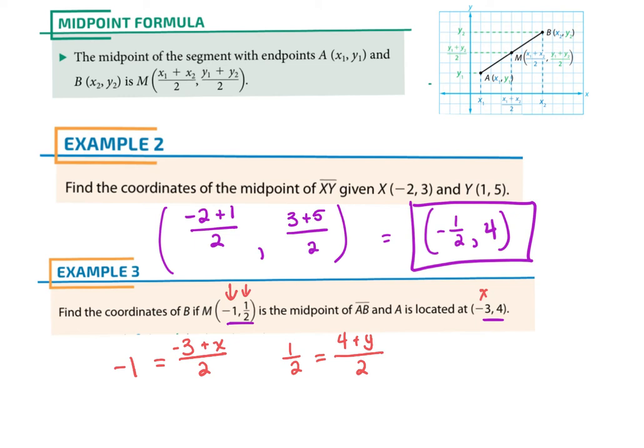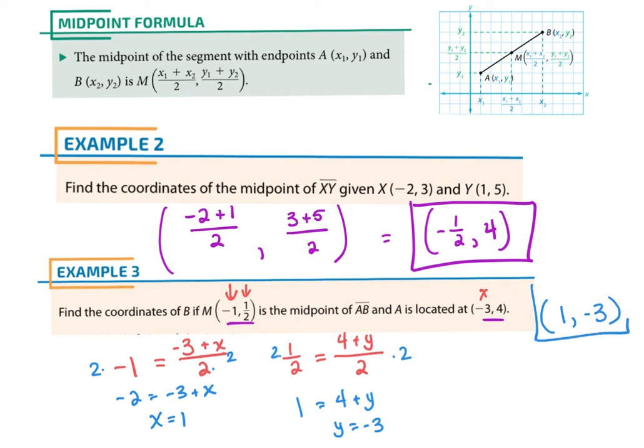So for this, I'm going to multiply both sides by that 2. -2 equals -3 plus x. And then I'm going to add my 3 over. So x is going to equal 1. I'm going to multiply by 2. Multiply your midpoint by your 2. And then subtract the 1 value that you have. Subtract over, y is going to equal -3. And so the other endpoint that I'm looking for is located at 1, -3. That is my other endpoint.